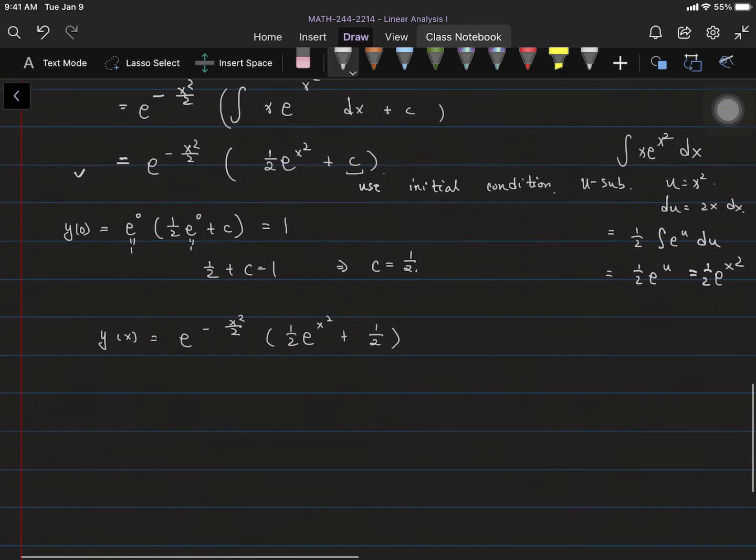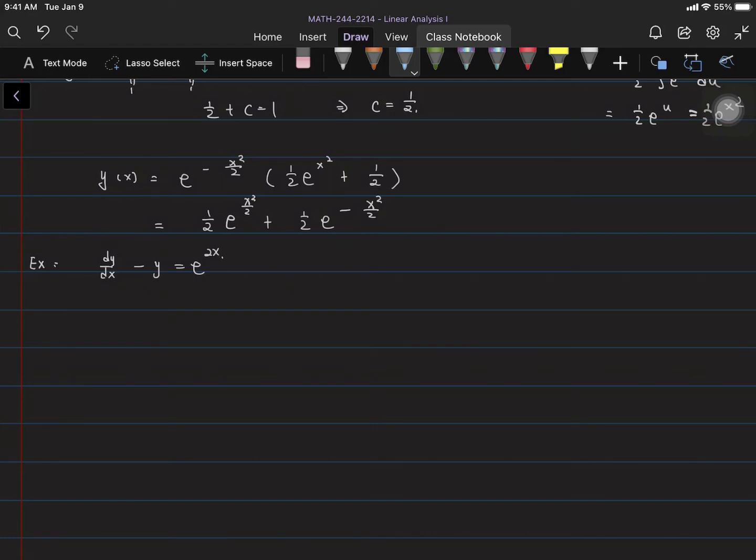Okay, and you can leave the answer like this. But in the book, when you do the homework, sometimes they may simplify the answer. So the simplified answer is this one: 1/2 plus 1/2 e to the negative x squared over 2. Okay, that's the first example. And we can try the exercise problem. Here is the exercise problem. I'm going to give the solution, but I suggest you do this problem by yourself, okay, before you look at my solution. So P, be careful, negative 1.